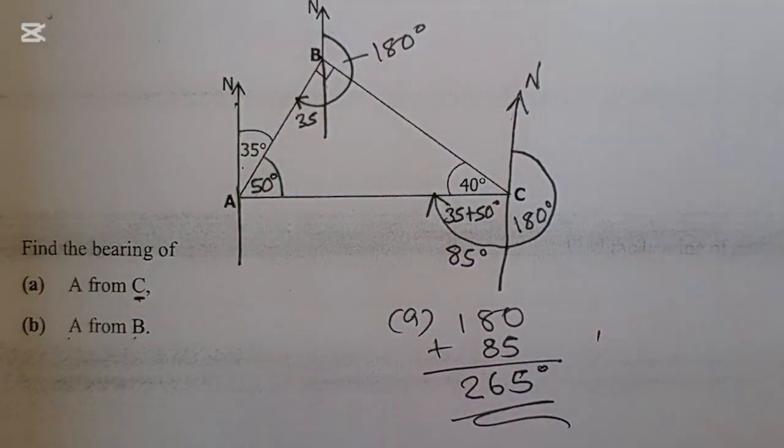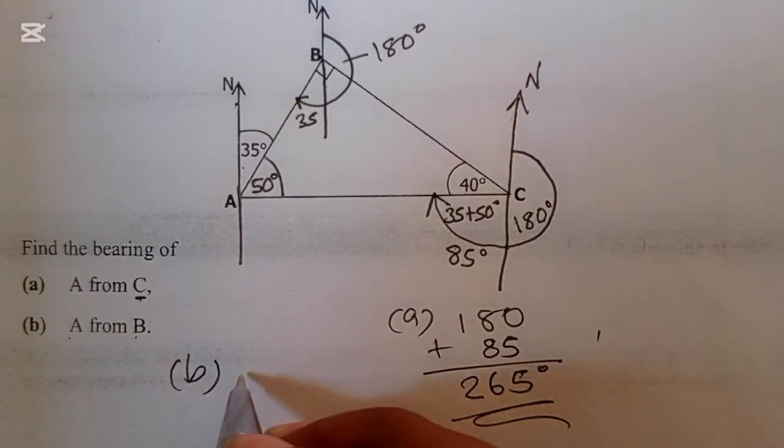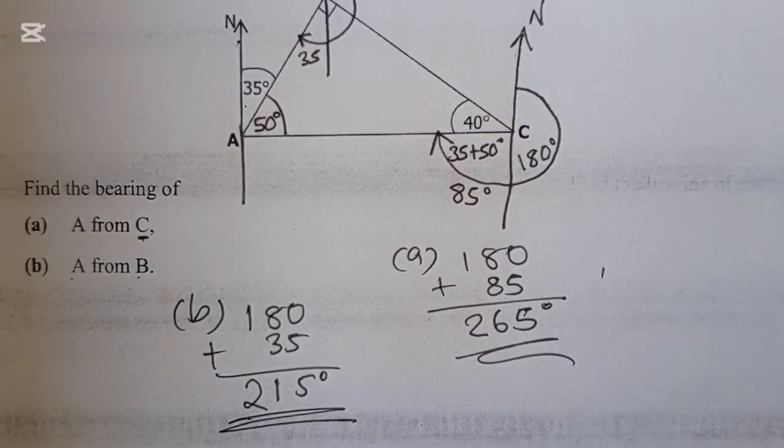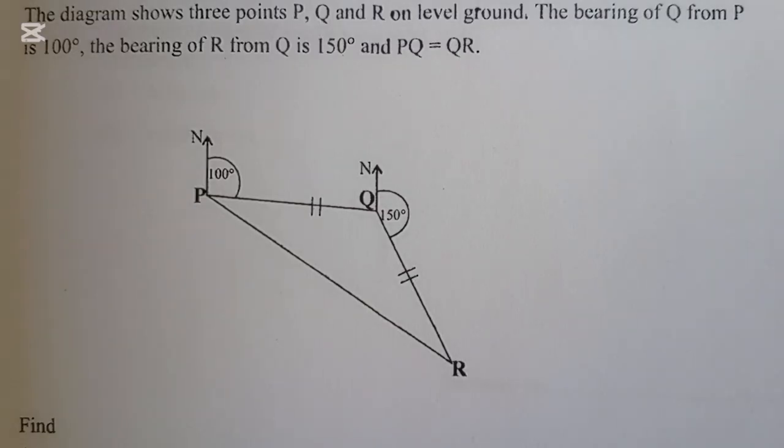So for B, it will be 180 plus 35. So the answer is 215 degrees.